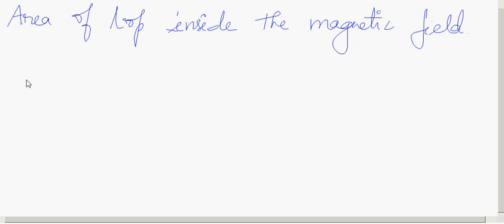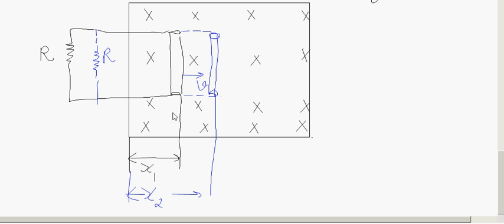Next you write area of loop inside the field. Because why we are calculating area, the change in flux is due to change in area of the loop inside the magnetic field. So area of loop inside the magnetic field at t1, let's say it is A1. From the figure, this length is L, it is given. So the area at t1 is L into x1, length into breadth.